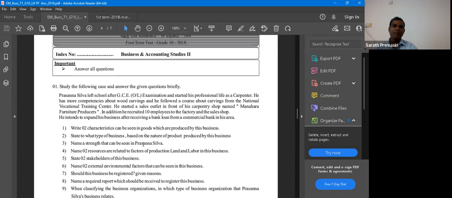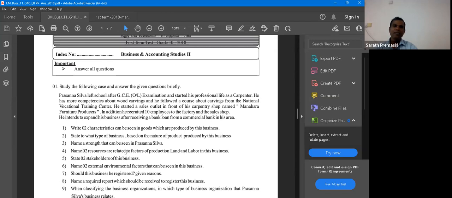Name a strength that can be seen in Prasanna. The first one is he has followed a course on wood carving. The other one is he has competencies in wood carving. He has followed a course in carving.